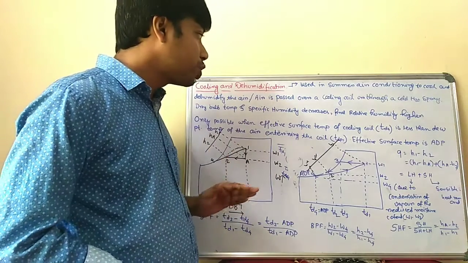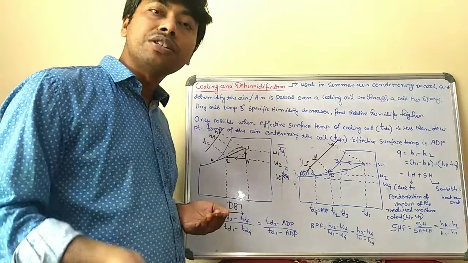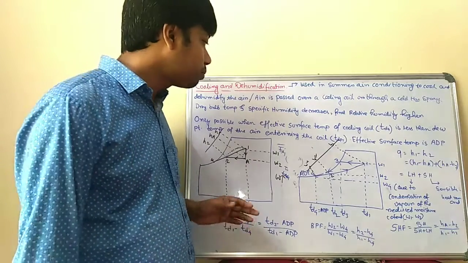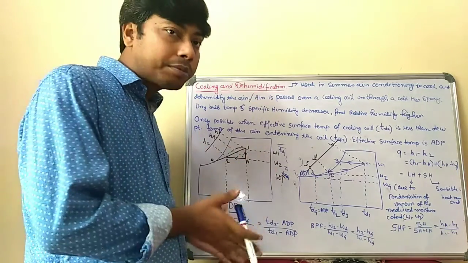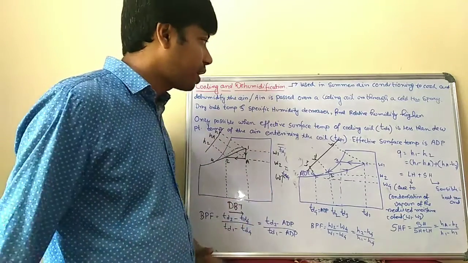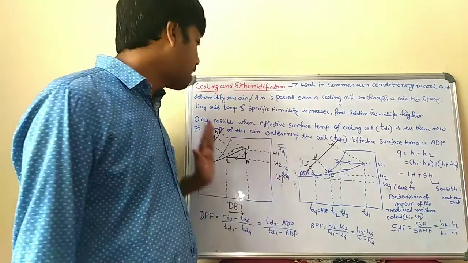As well as specific humidity decreases. If the specific humidity decreases, then we can only call it a dehumidification process. So in this process, the dry bulb temperature decreases, and the specific humidity also decreases. Okay, fine. Now the final relative humidity is higher.